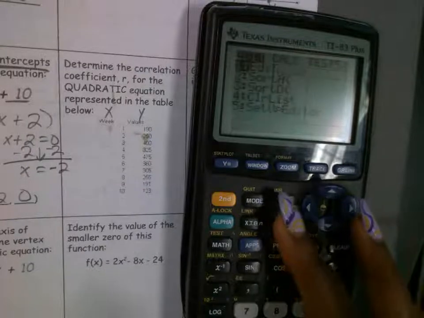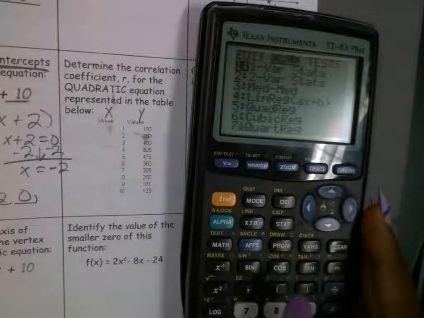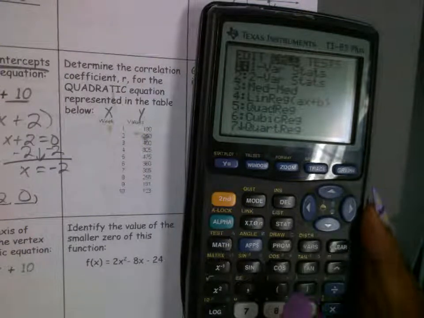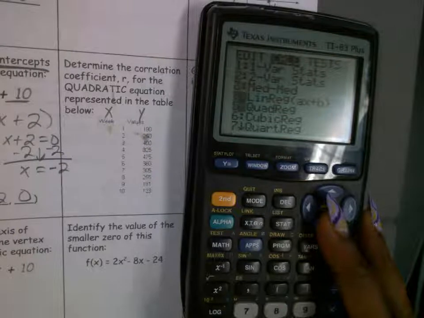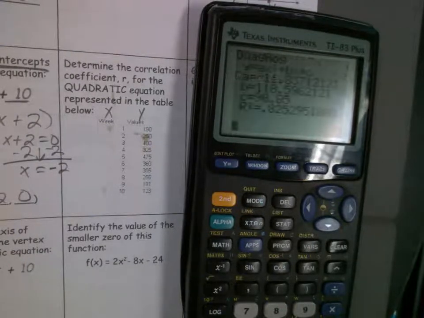Now, let's go to stat. Go over to calc. And this is a quadratic, so we're doing quadratic reg. Which one of these is quadratic reg? 5 is. And press what? Enter.